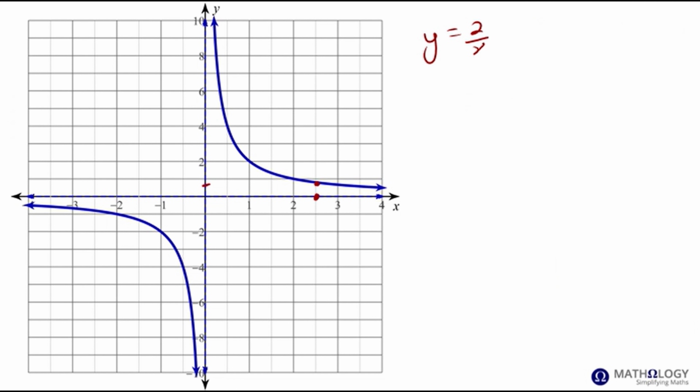y equals 2 over x. What the y value you should get, if x is 2.5, then y will be 2 over 2.5, 4/5 or 0.8. So this value over here is going to be 0.8, which we could see is just below 1.